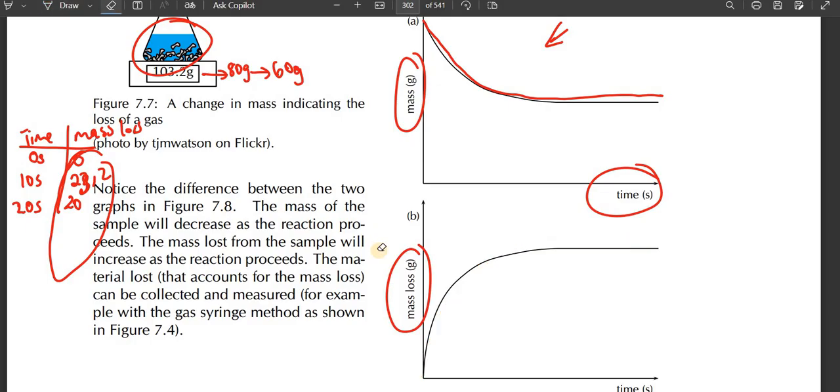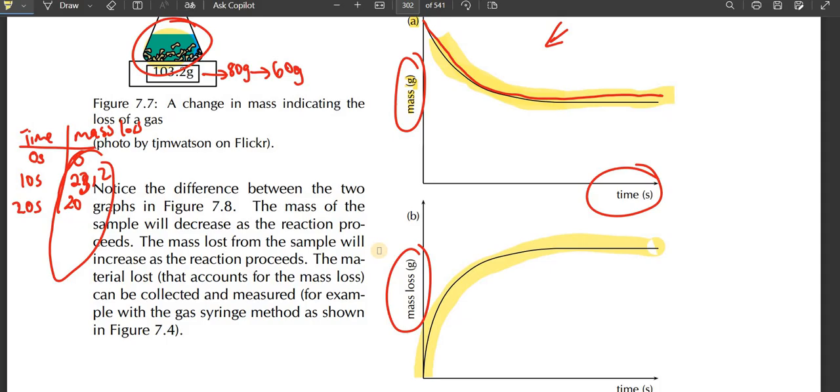Okay, so that is the interpretation. Here the amount of things I have in my beaker is decreasing, while here the amount of things I'm losing per unit time is increasing. I'm losing more and more and more. Here the mass of the things that are inside there is decreasing.